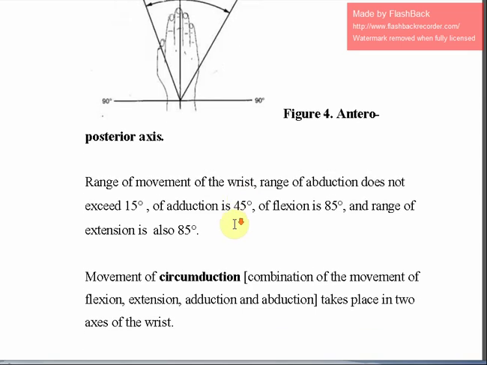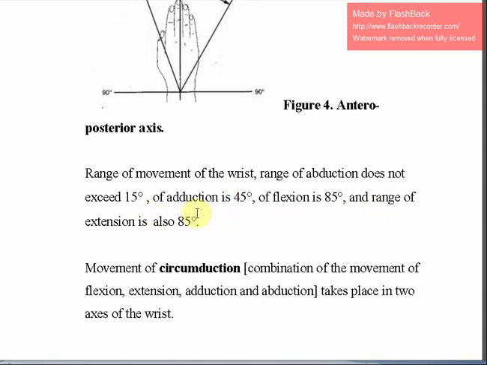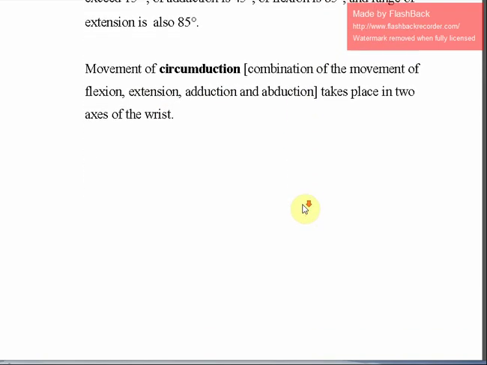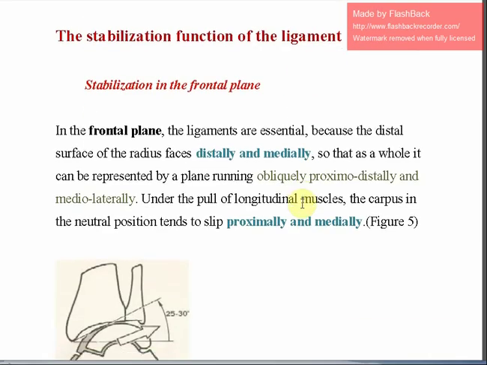The range of movement of the wrist abduction does not exceed 15 degrees. Adduction is 45, flexion and extension is 85 degrees. And there is one movement called circumduction, a combination of the movement of all these, flexion, extension, adduction and abduction, taking place in a circular way, in two axes of the wrist. Now let us see the stabilizing function of the ligament.